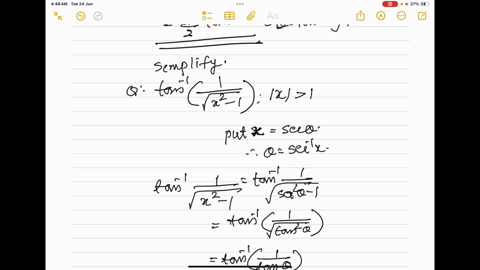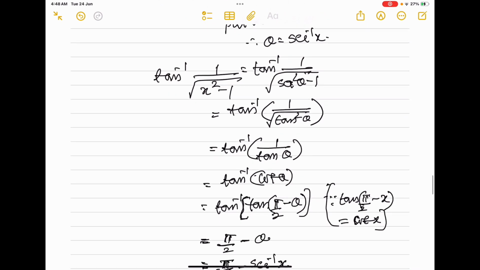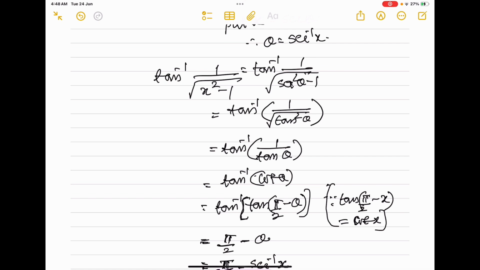Then tan inverse of 1 by root of x square minus 1 equals tan inverse of 1 by root of sec square theta minus 1. That's equal to tan inverse of 1 by root of tan square theta. That is tan inverse of 1 by tan theta, which becomes cot theta. So we want to change this cot into terms of tan. We know that tan of pi by 2 minus x equals cot x. So here we can write tan inverse tan of pi by 2 minus theta.